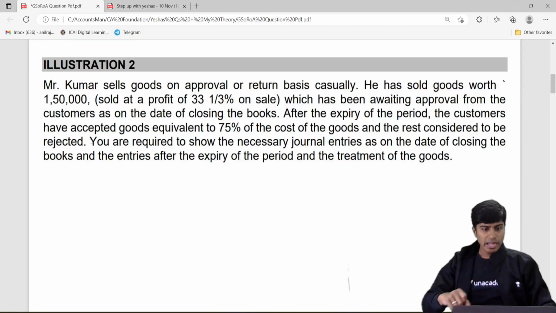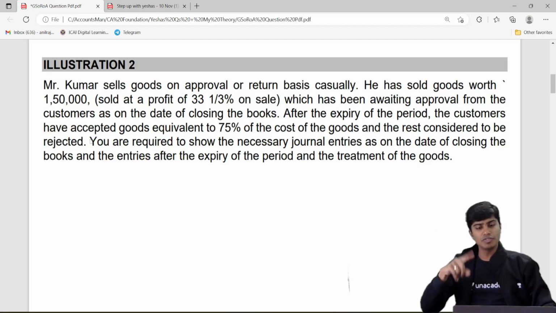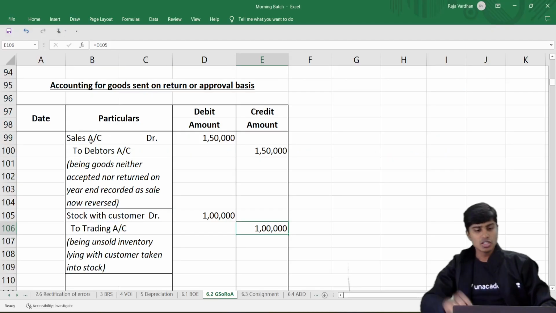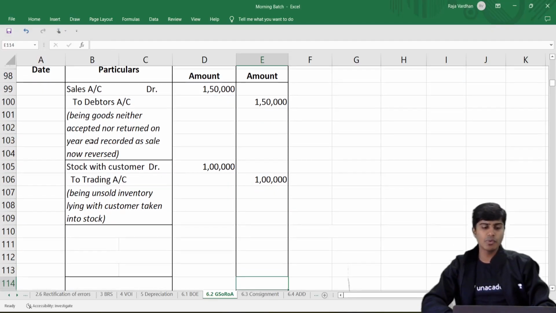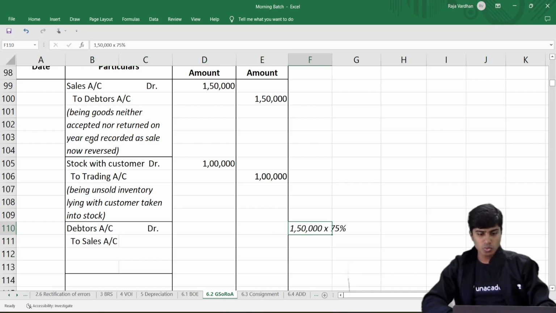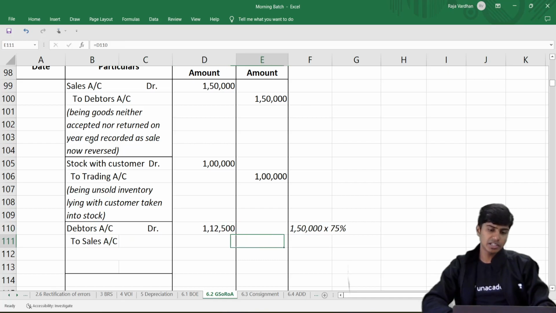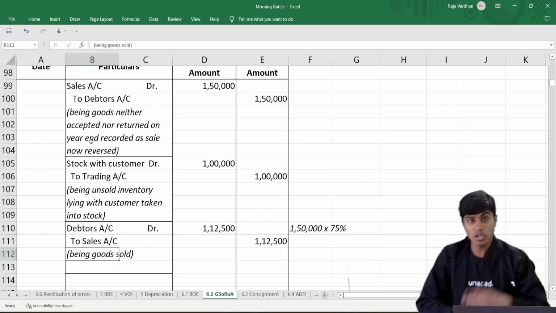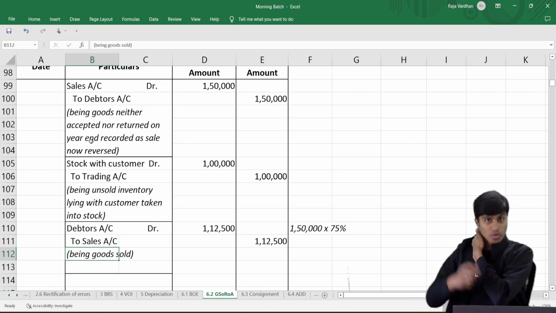You get that? And 75% of these goods have been accepted in the later period. So when it is accepted later, then we would write the entry for sales, debtors to sales. But this would be for 75% of the stock. That is 1,50,000 into 75%, 1,12,500 being goods sold. Because we have reversed the earlier sales entry, now I have to write the fresh sale entry.